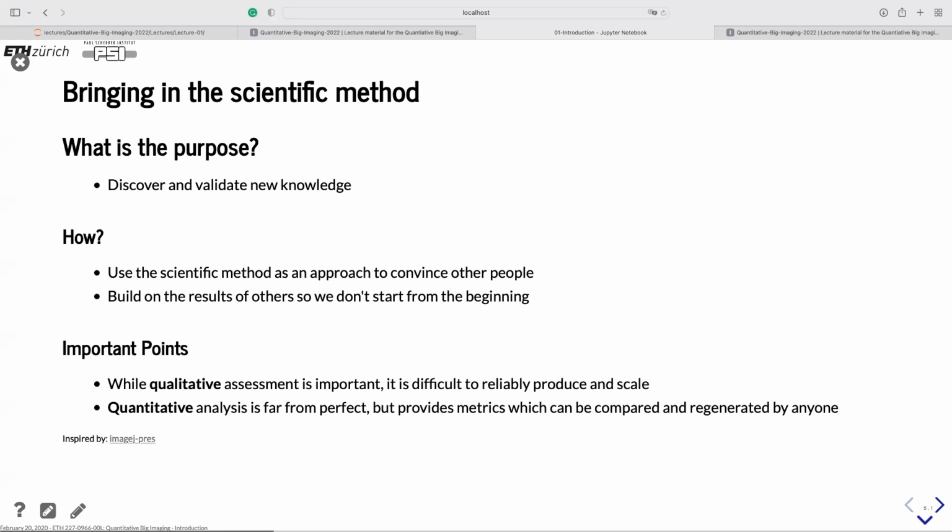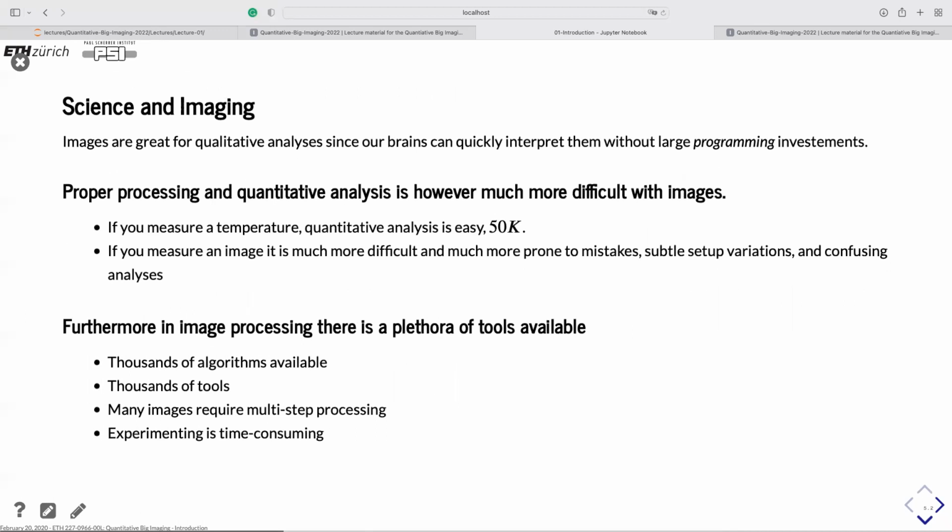And the other side is someone else should be able to reproduce what you're doing. So science and imaging, we want to interpret these images in a good way, but we don't want to add too much programming effort, at least not in the beginning.